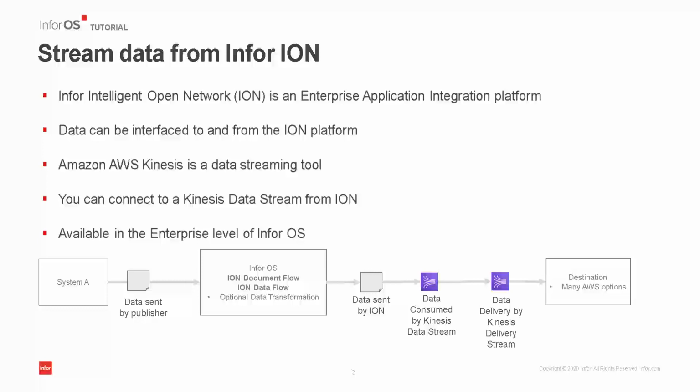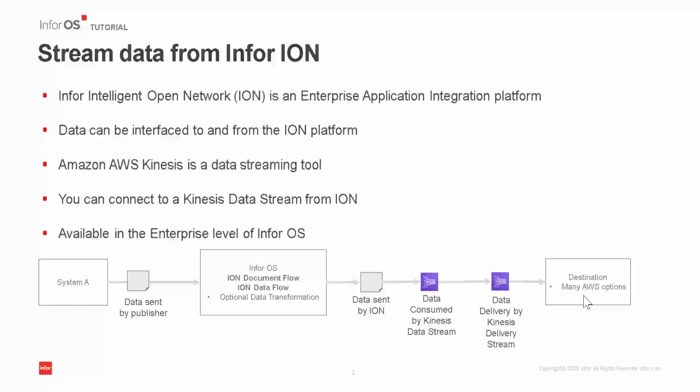And as the diagram shows below, a system A can send data to Infor OS in a myriad of ways, and we've covered that in other videos. And Infor OS, then via a document flow or a data flow, can accept that data, optionally transform that data, and then send it on to a Kinesis stream. Once in Kinesis, the AWS platform can take it and send it on to many different destinations that AWS supports.